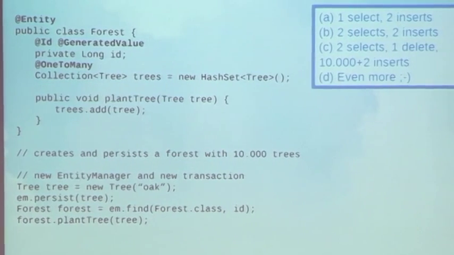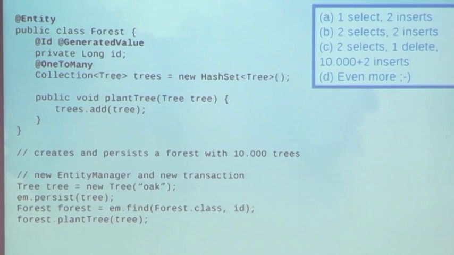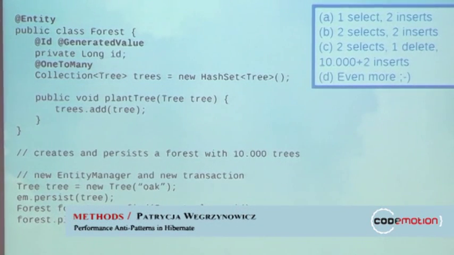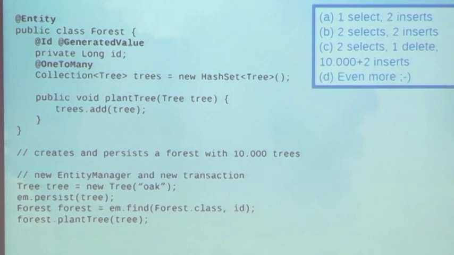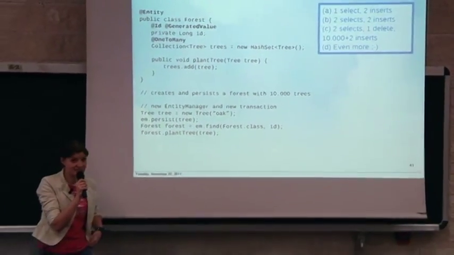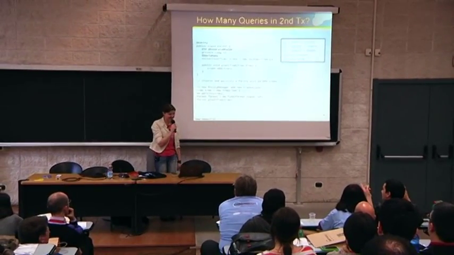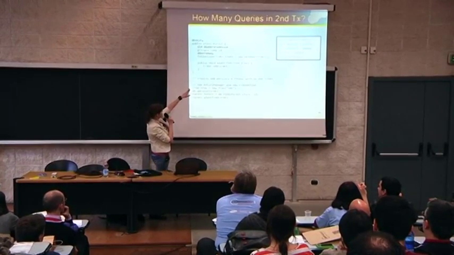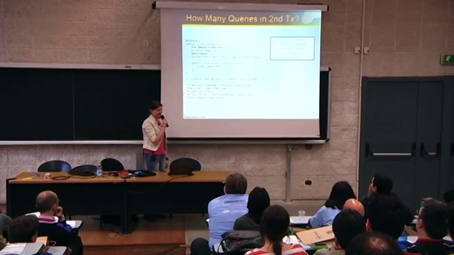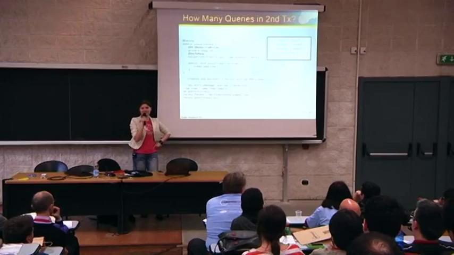1 select, 2 inserts. It looks like too little, like for a performance problem, right? So B, 2 selects, 2 inserts, or maybe C, D. What do you think, guys? Who goes for A? No one. Who thinks it's B? No, it's C, maybe. There are a few hands out. It depends on what plant tree does. You see, it simply adds to the collection. So nothing fancy. So, do you go for D? For C?